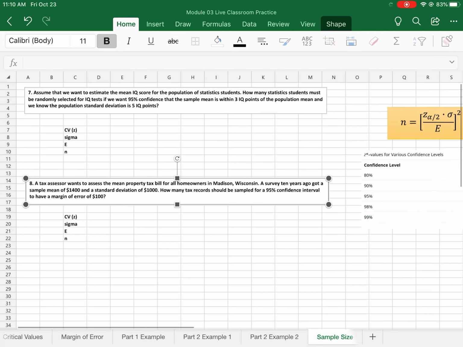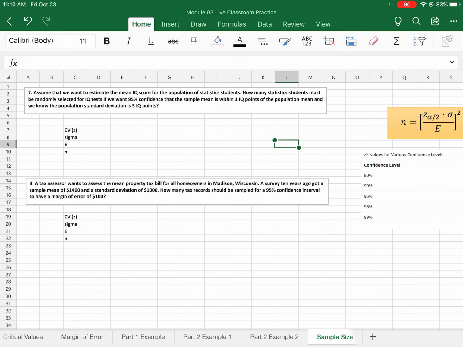Okay, so assume that we want to estimate the mean IQ score for the population of statistics students. How many statistics students must be randomly selected for IQ tests if we want 95% confidence that the sample mean is within 3 IQ points of the population mean, and we know the population standard deviation is 5 IQ points. Okay, so let's see what we can fill in.